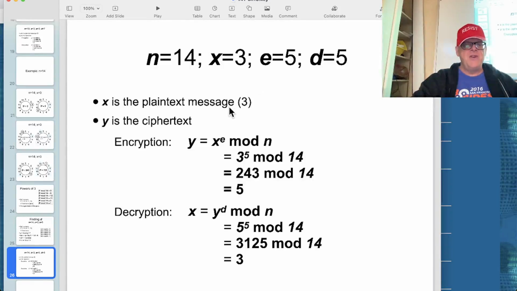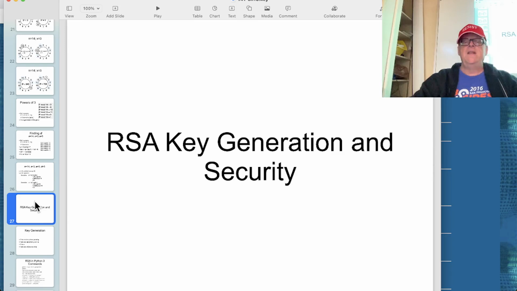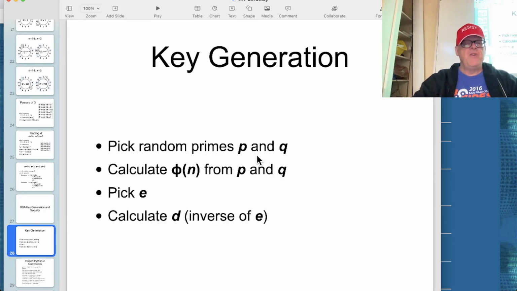So if I take a message of 3 and take it to the 5th mod 14, I get 5. And to decrypt it, I take it again to the 5, mod 14, and that gets me back to 3. So that's what's going on here. And you just do that with bigger numbers, and that's RSA. So you got to generate those keys somehow. This is the hard part.